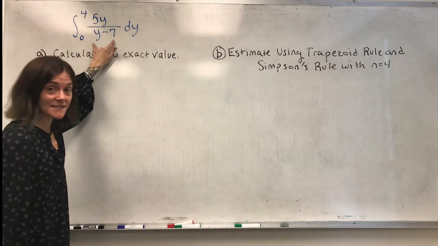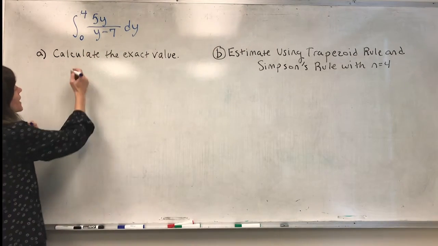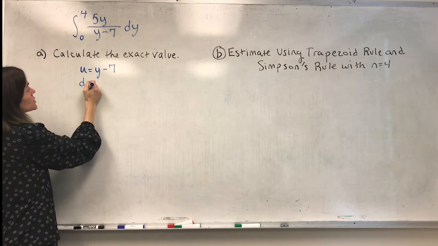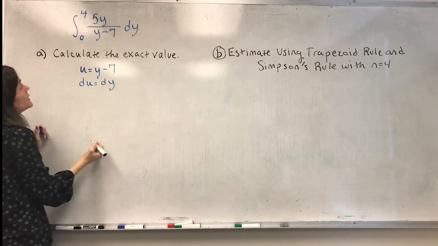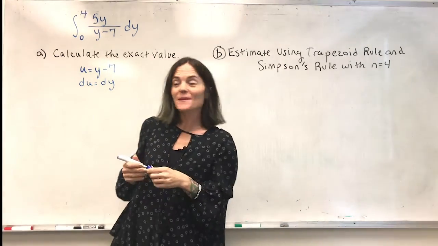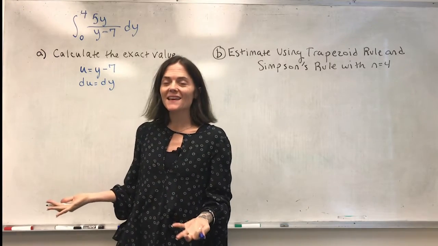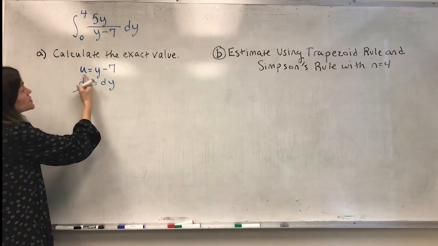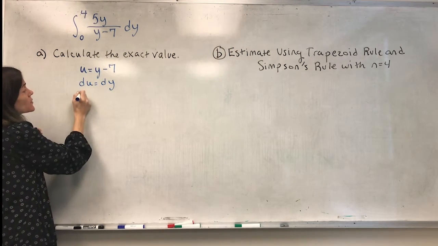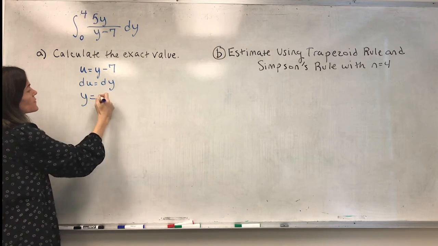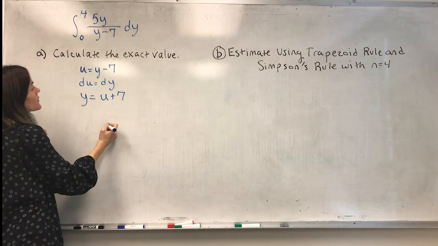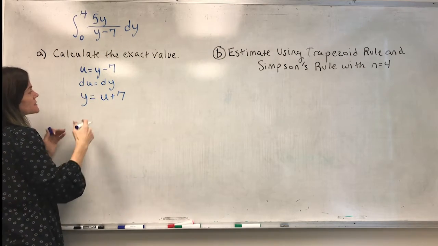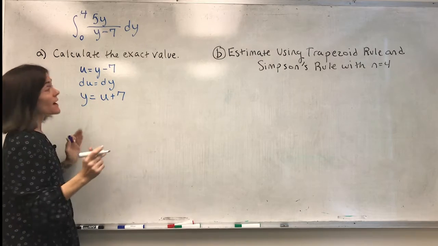One place we look for an inside function is in the denominator. So I will let u be y minus 7, and then du is dy. Now you might say, well, we have a problem because I have a 5y in my integrand, but we may solve for that. So here, if u is y minus 7, we can solve that y is u plus 7, okay?